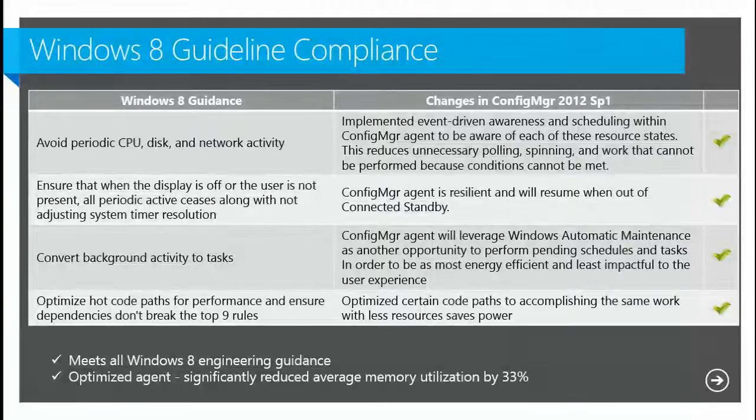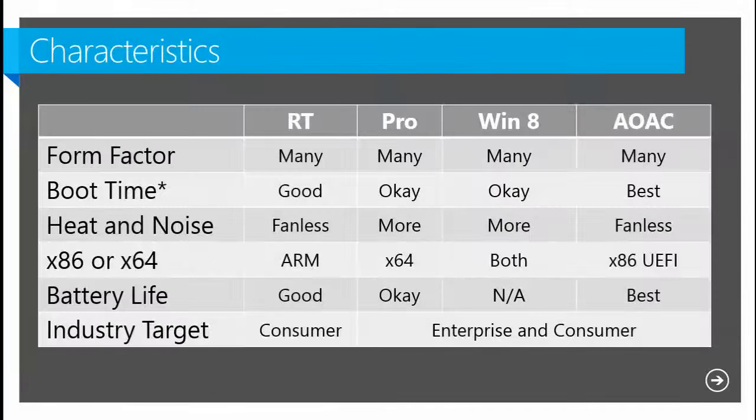Now, additional to this, we've made some additional improvements that are optimizing the agent so we use less memory. And we've done some more optimization so we use less battery. Therefore, you're getting improved client management on Windows 8 in these cases. Just some clear characteristics of what happens in these different form factors and give you an idea of how we manage for the RT, for the Pro, Win 8, and for always on and always connected.